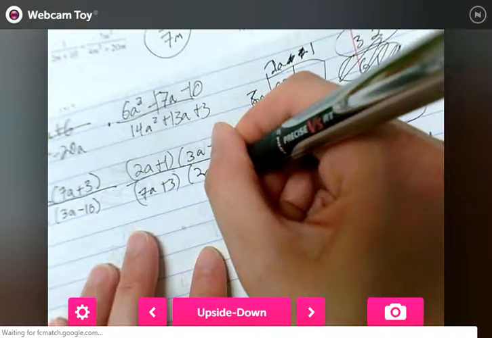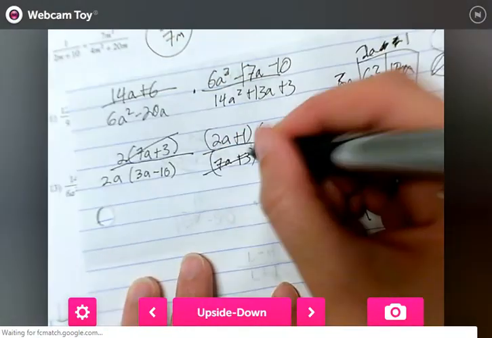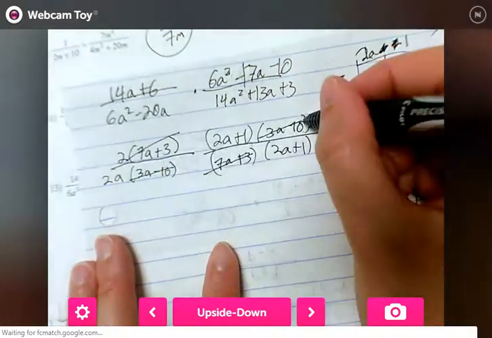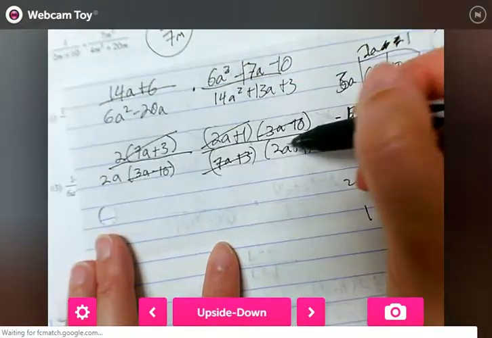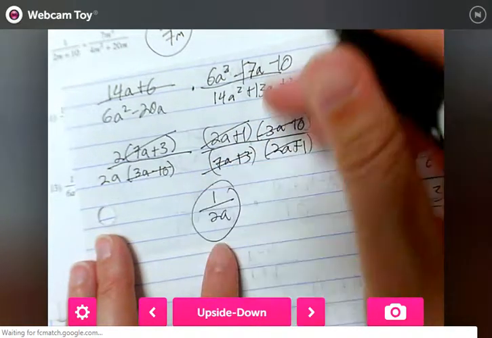Now I can get to the point where I can cancel. I'm going to cancel out 7a plus 3. I'm going to cancel 3a minus 10. I'm going to cancel 2a plus 1. And I'm left with 1 over 2a as my final answer for number 13.